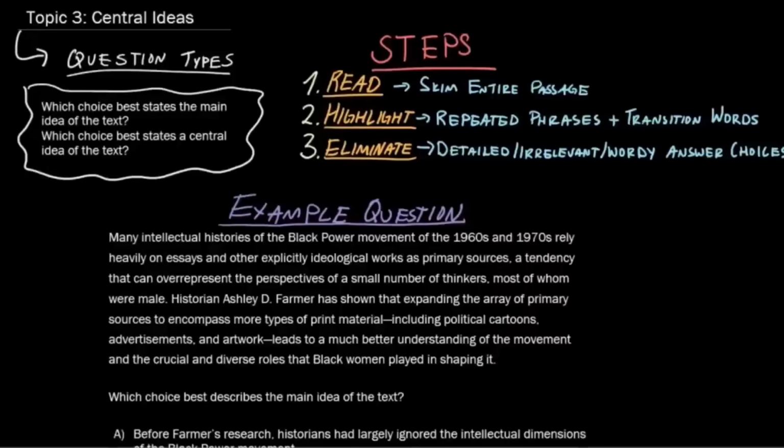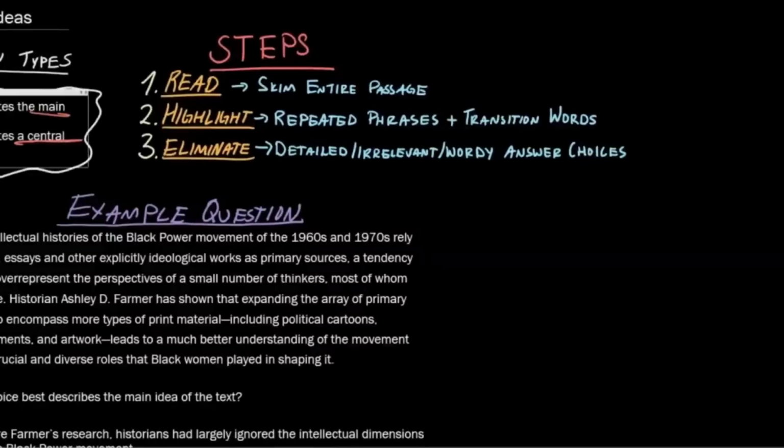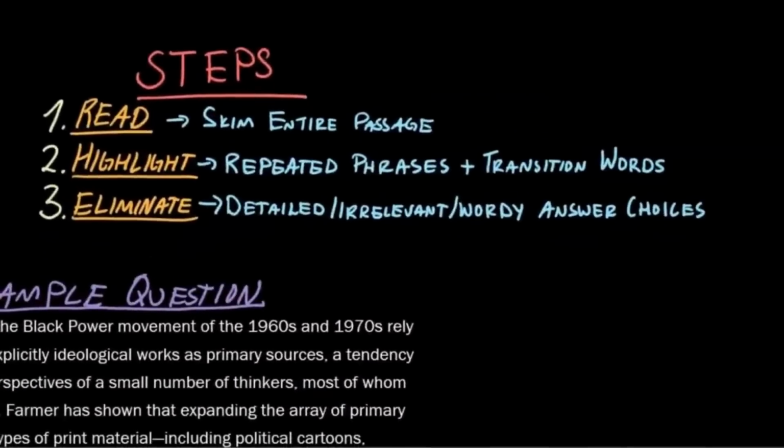SAT topic 3, central ideas, is one of the most important skills that you're going to want to have in your back pocket for the SAT exam. There's only 2 questions the College Board can really ask you here. They're pretty much the same thing. Which choice best states a main idea? Which choice best states the central idea? There's 3 steps that you're going to want to keep in mind here.